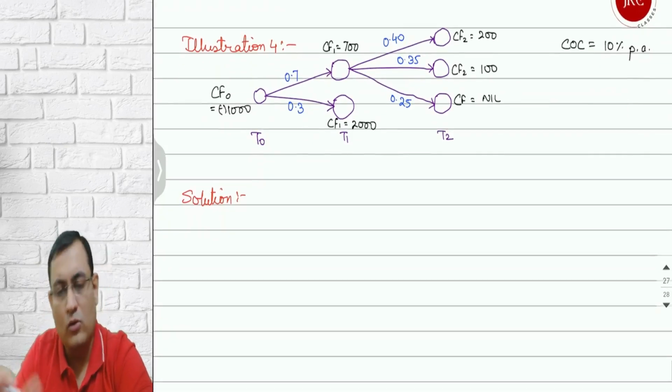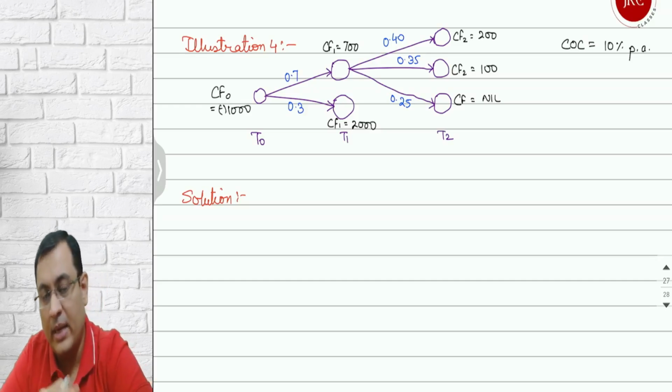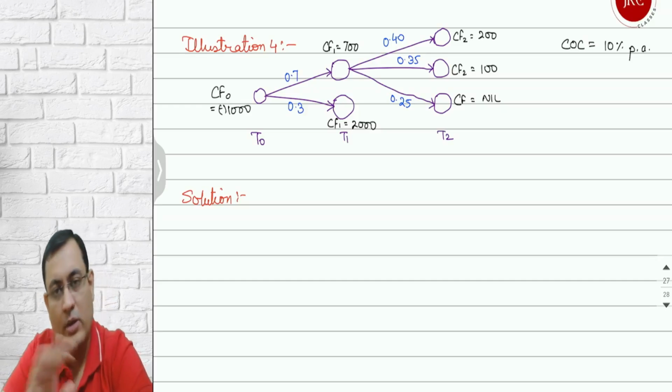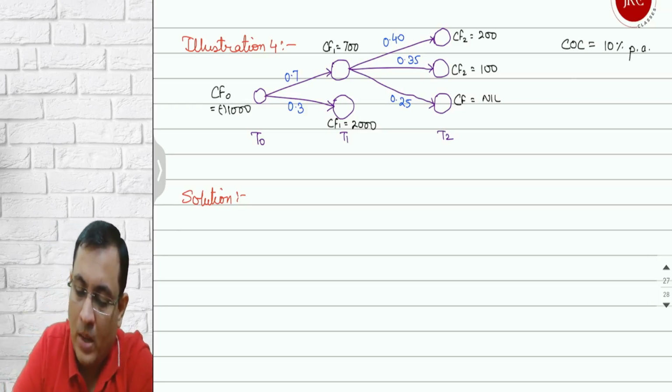Now there are 2-3 ways. You can use joint probability. You can calculate the expected value of cash flow at CF2, then bring them backward, the backward calculation also. So all types of calculation will give the same answer. So let's go for the first calculation. Step 1.